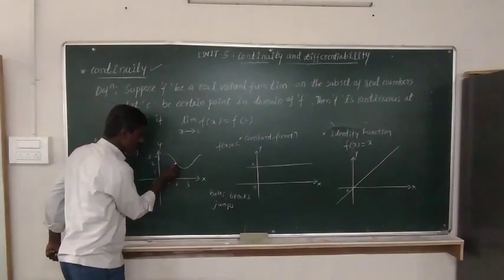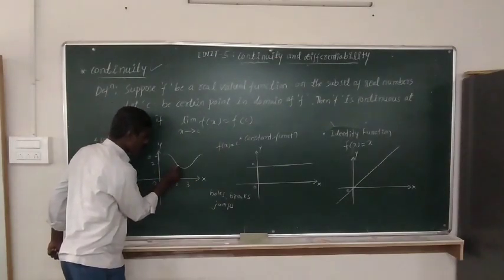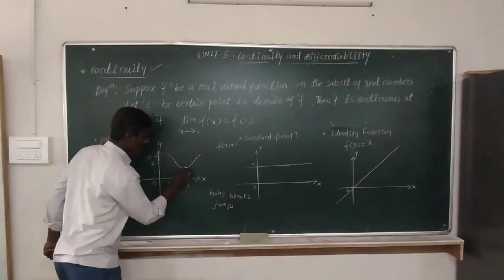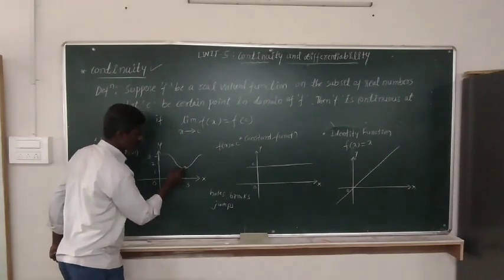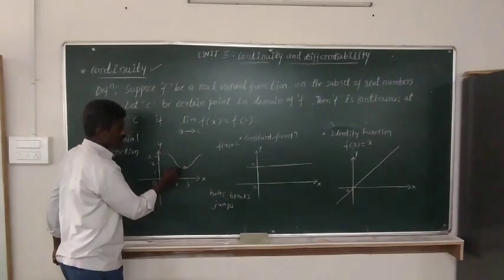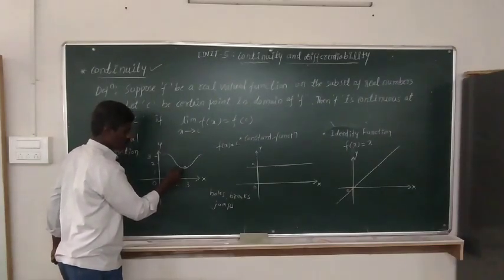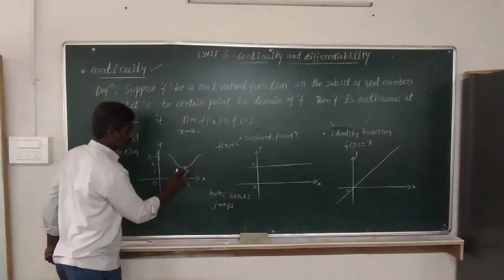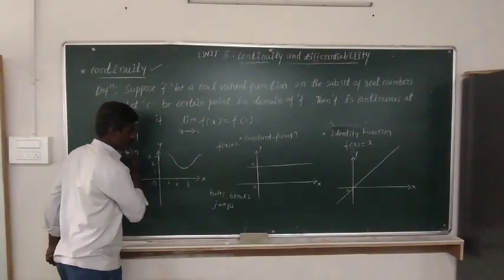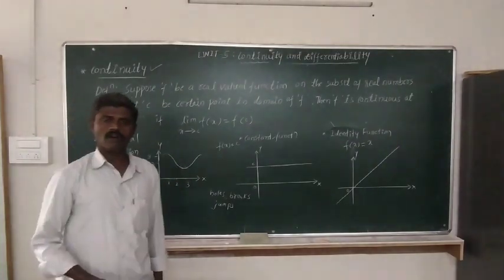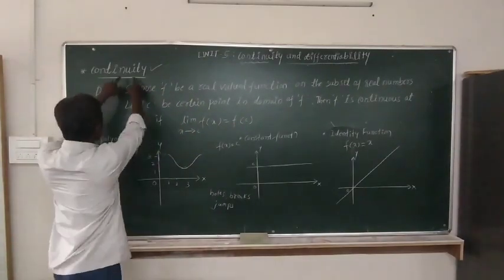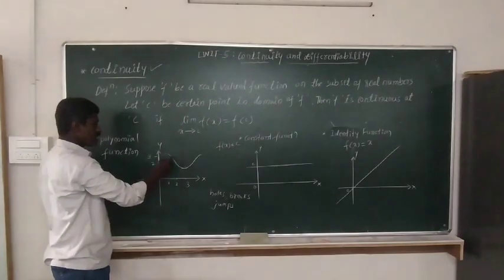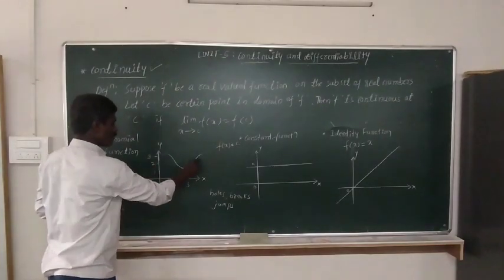If the graph has loops or an open hole, this is a hole. Such a graph is called a discontinuous graph or a discontinuous function. Totally, a continuous function means we can draw the graph without lifting a pen or pencil. That is the meaning of continuity. This is a continuous function. This is a polynomial function.